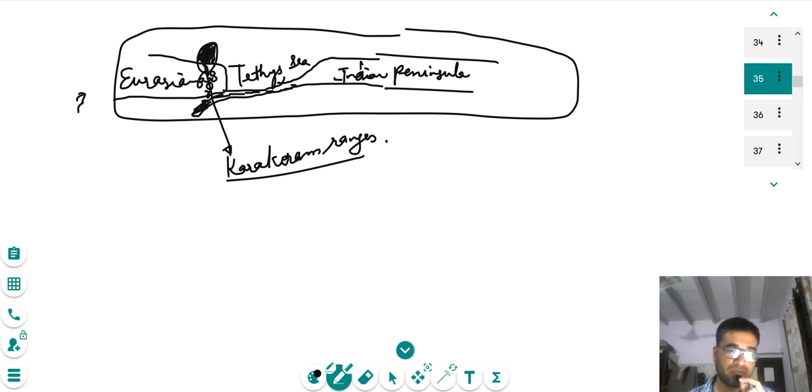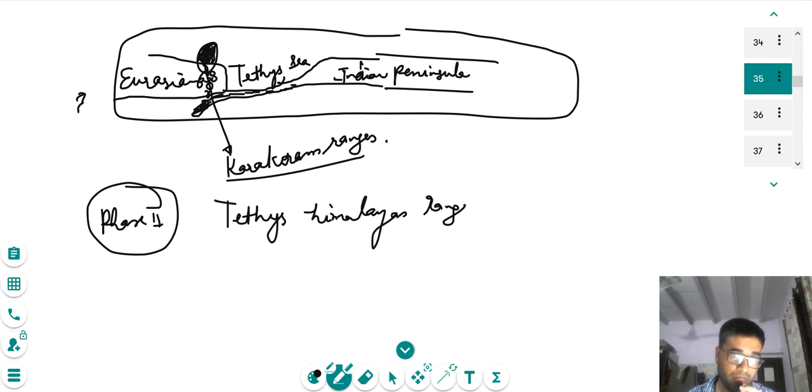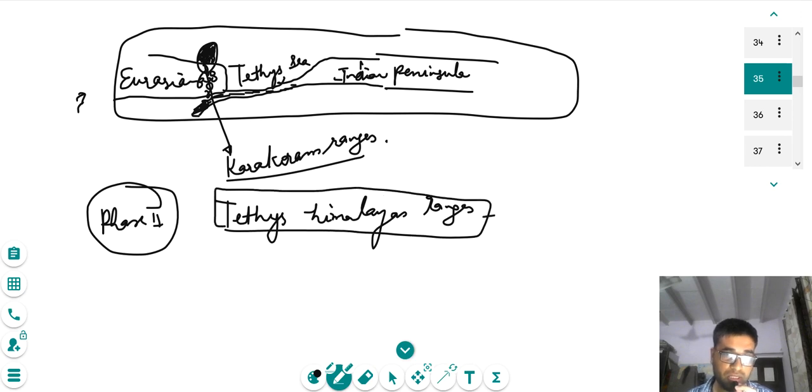In the second stage, phase number 2, the subduction of the Tethys Sea happened. When the Tethys is subducted, there was the formation of the Tethyan Himalayas, or Tethys Himalayan ranges. These Tethys Himalayan ranges are nothing but the Ladakh and the Zaskar ranges.